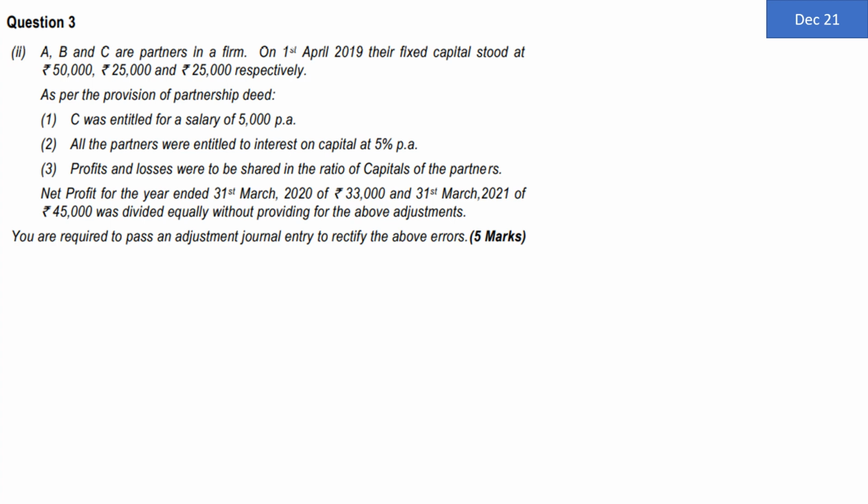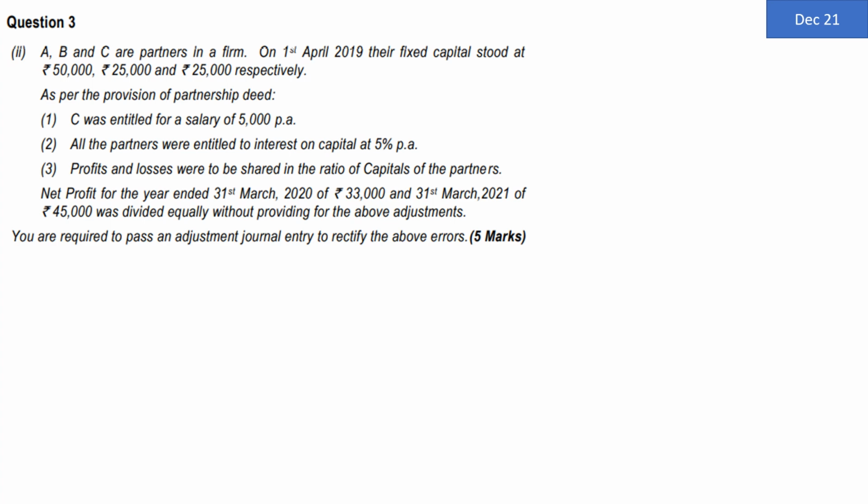So adjustments number 1 and 2 were not followed when the distribution of profit was done in the year 2020 and in the year 2021. You are required to pass an adjustment journal entry to rectify the above errors. So what are the different errors? Two different transactions were not recorded for 2 different years, and instead of dividing the profit in their capital ratio, the profit is divided equally.